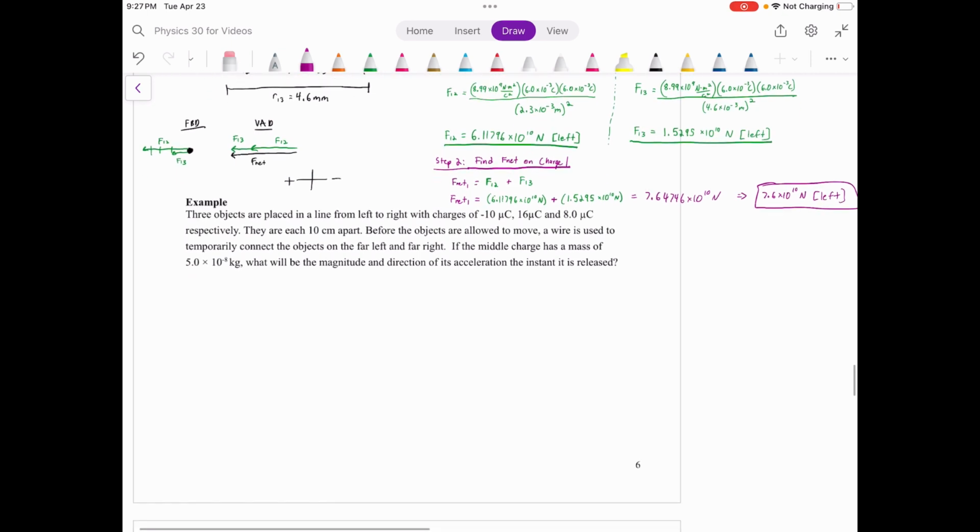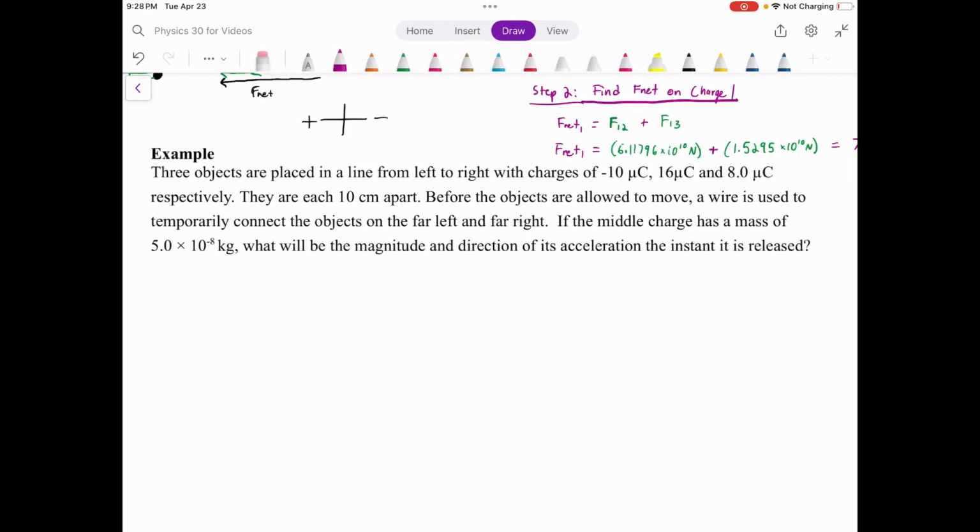Okie doke, let's try another one. So in this one, 3 objects are placed in a line from left to right with charges of negative 10 microcoulombs, 16 microcoulombs, and 8 microcoulombs respectively. They are each 10 centimeters apart. Before the objects are allowed to move, a wire is used to temporarily connect the objects on the far left and far right. Ooh, that's important because that puts them essentially in contact, right? They have a conducting path between them.